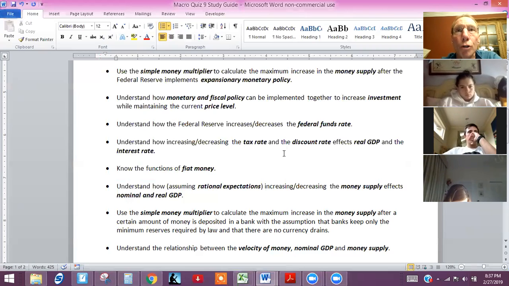When the government wants to use expansionary policy and shift the aggregate demand to the right and raise GDP, they decrease taxes. So the tax rate would drop. If they want to use contractionary fiscal policy, that means they're going to increase taxes, which would shift the aggregate demand to the left. Okay, and this is just a definition that you can find in your book. That's easy.